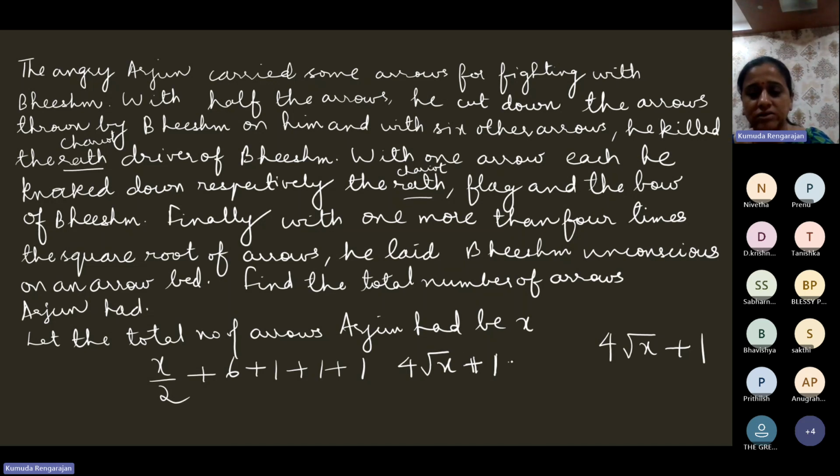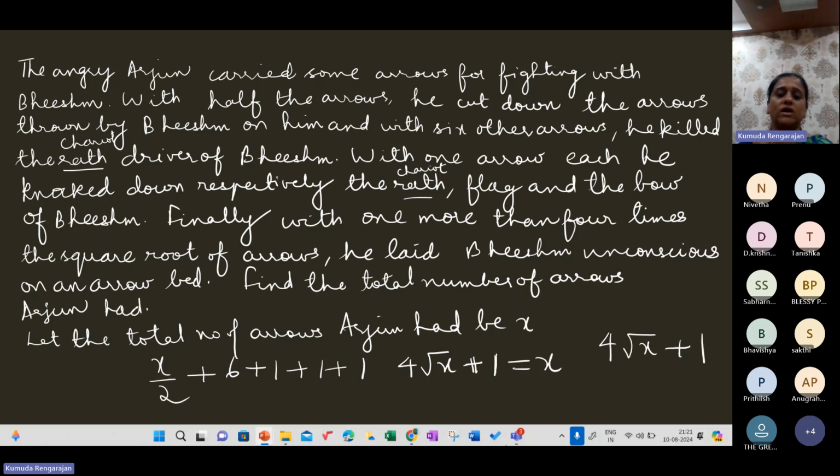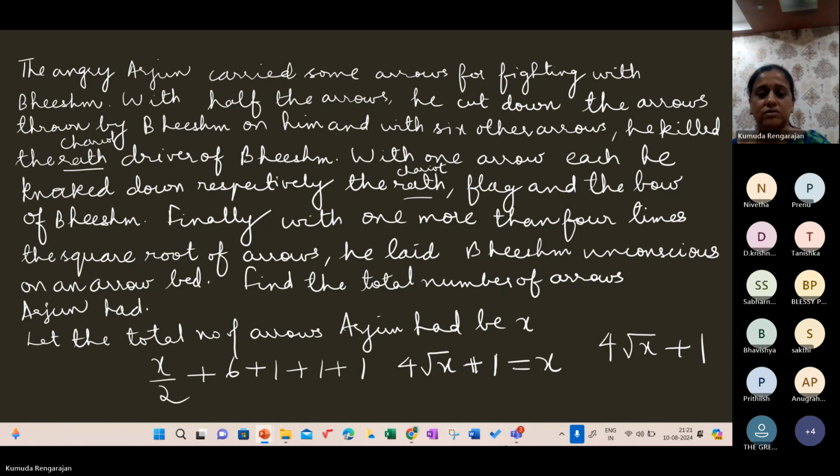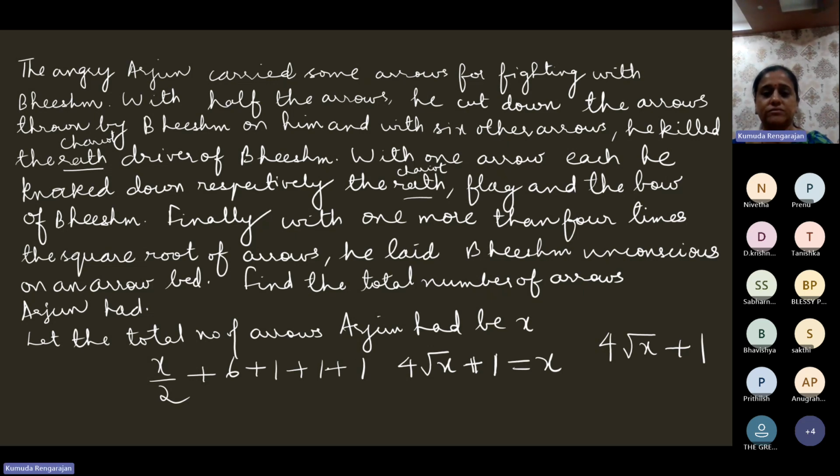So when you add all this, it is equal to the total number of arrows Arjun had, which is x. This is how we used all the arrows. So you can add the numbers: 6 plus 1, 7, 8, 9, 10. So you have x by 2 plus 4 root x plus 10. This x will come here, so minus x plus 10 is equal to 0.